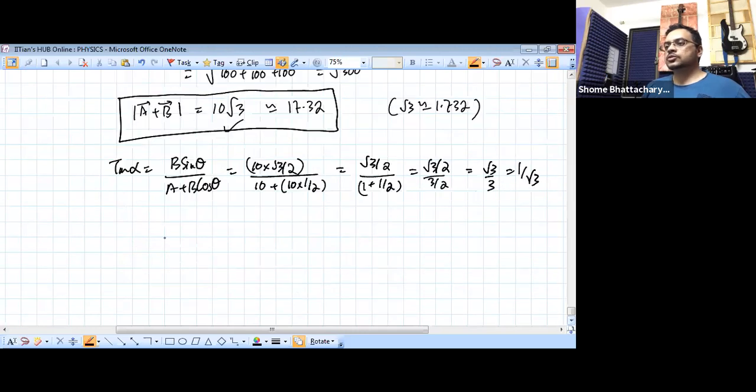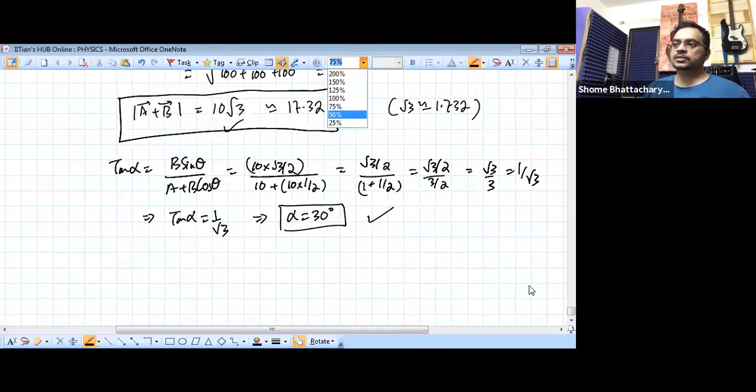Okay. So you can see that tan alpha is 1 by root 3. So that, you know again, that standard value, it is 30 degrees. So this becomes the answer for the two things by the formula based method.